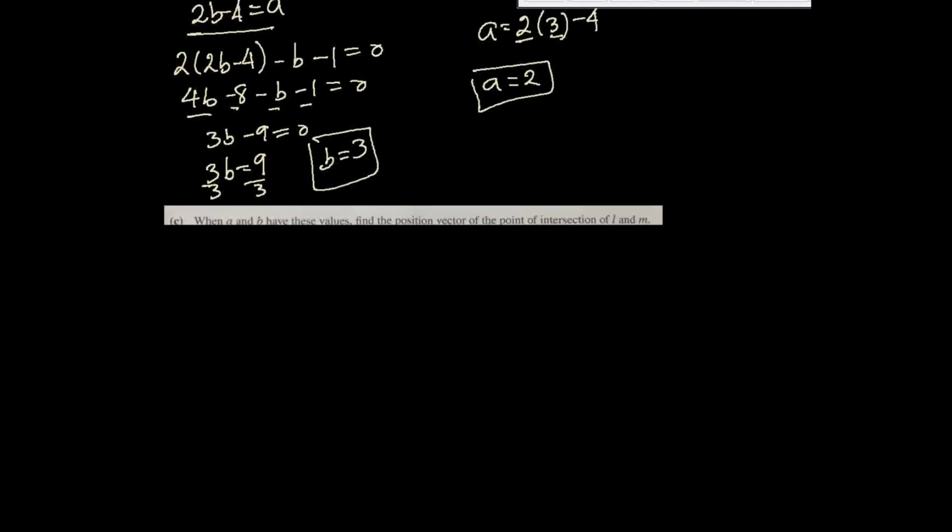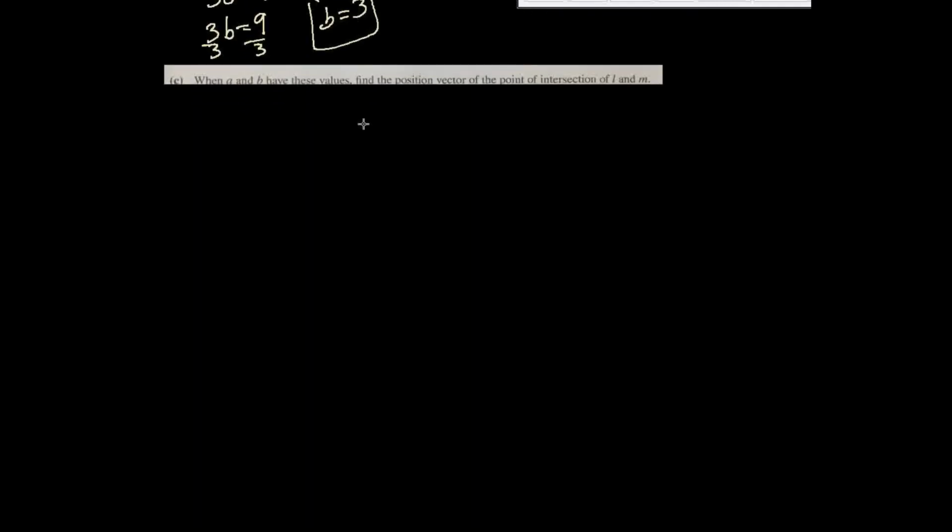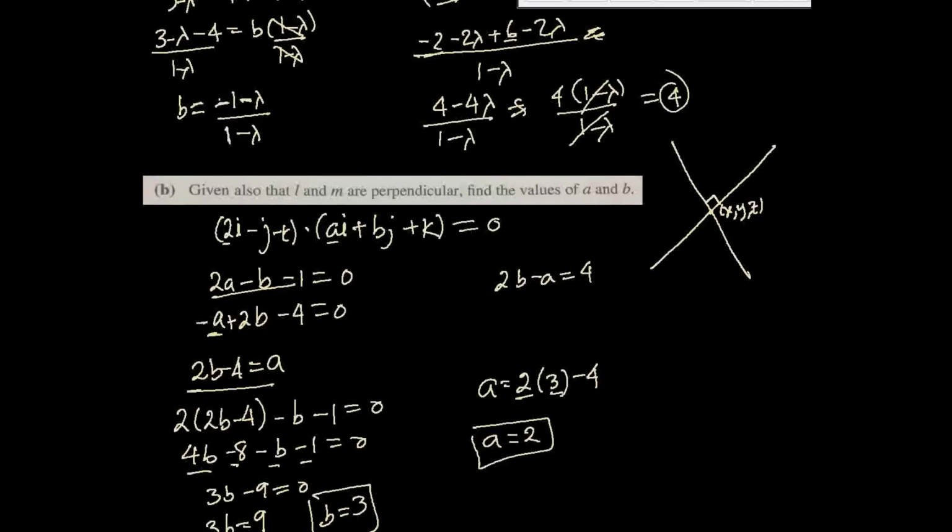What is the next part? C. When a and b have these values, where a is 2 and b is 3, find the position vector of the intersection of L and M. Position vector is another format of coordinates. So let me use one of the coordinates I assumed in the first part of the question.